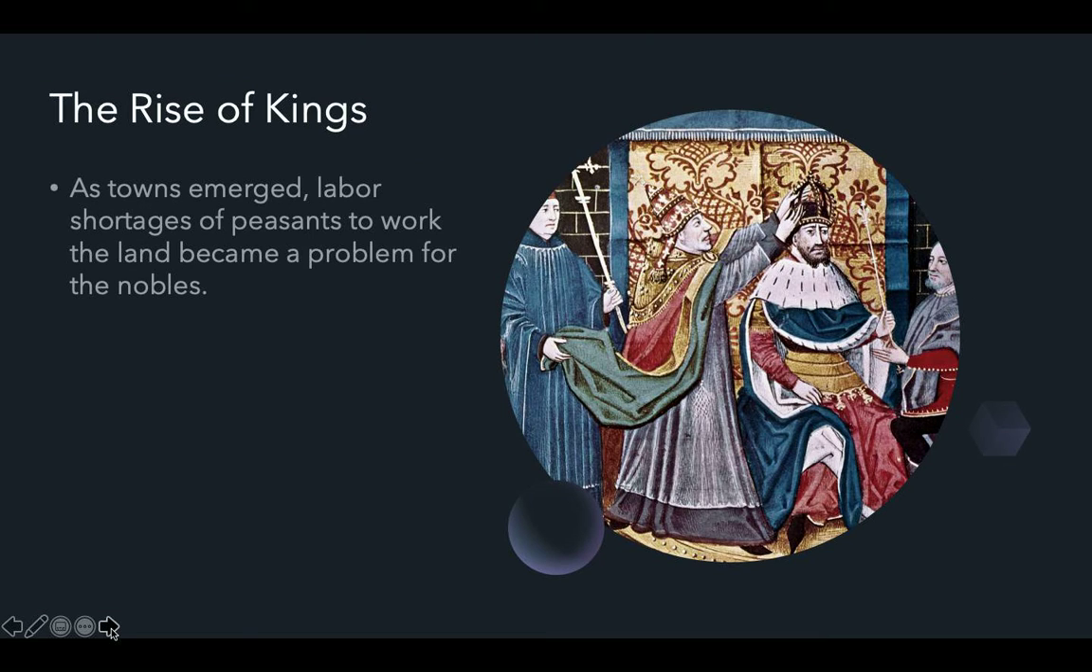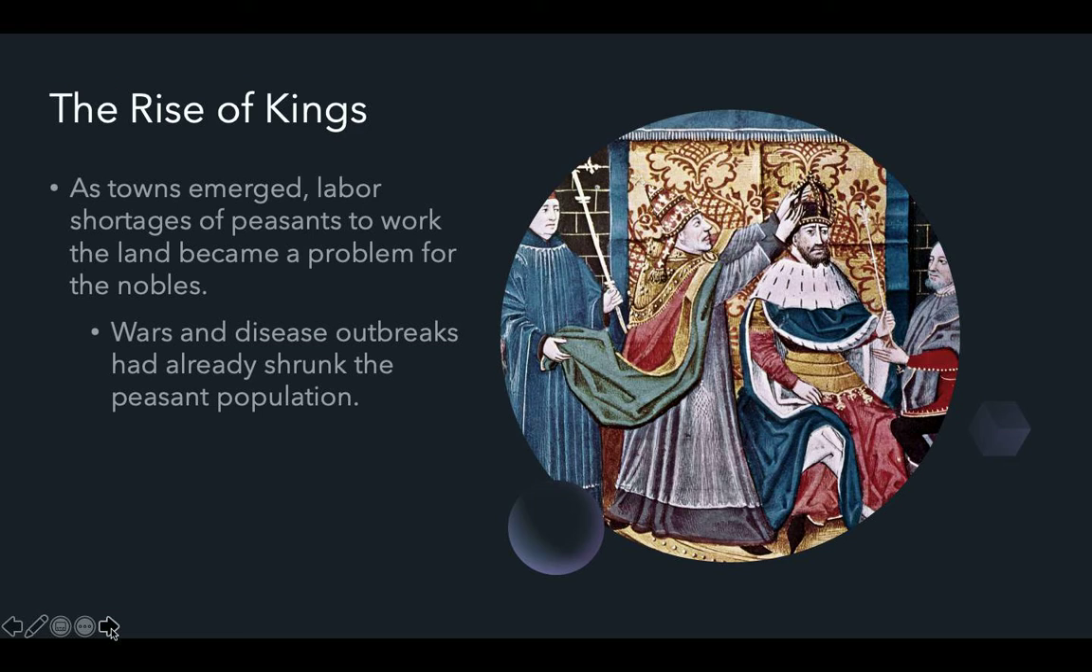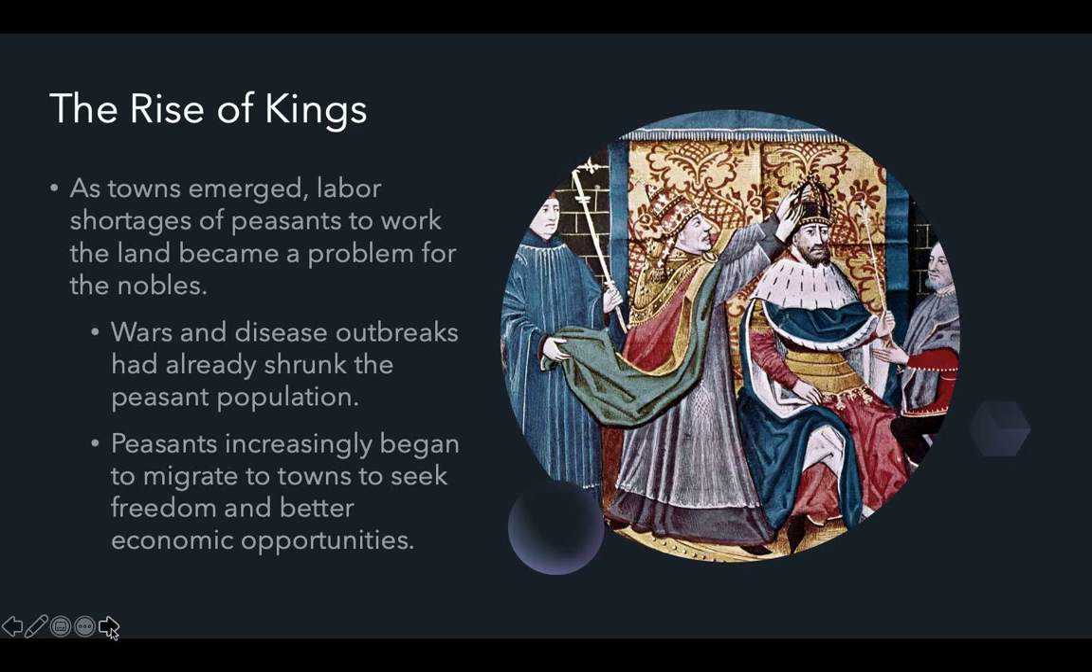As towns emerged, labor shortages of peasants to work the land became a problem for the nobles. This was still an agricultural society. Wars and diseases, such as the plague, had already shrunk the peasant population, creating a labor shortage. And peasants increasingly migrated to the towns to seek better freedom and more economic opportunities and the chance to rise socially.